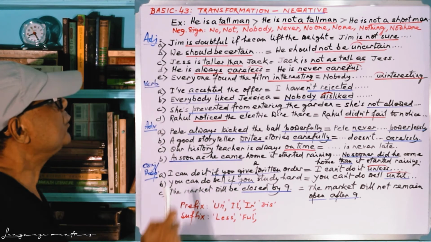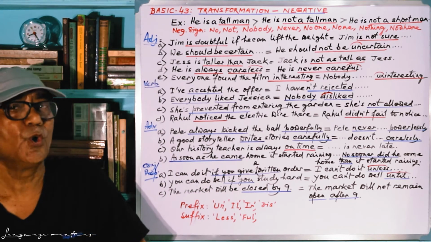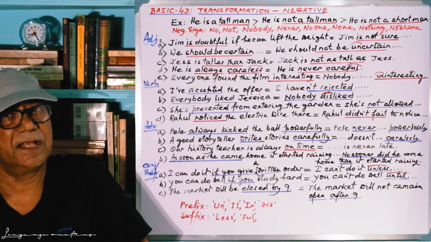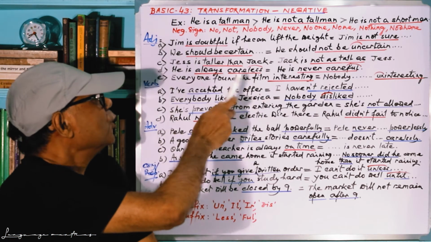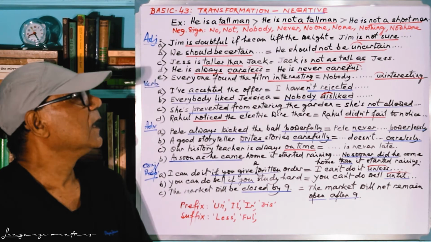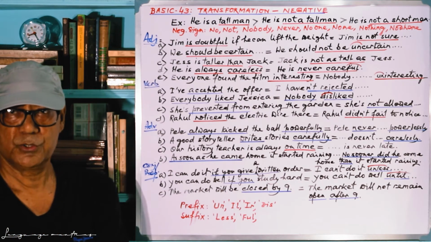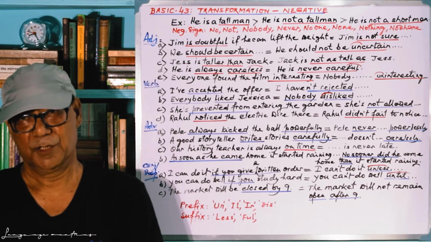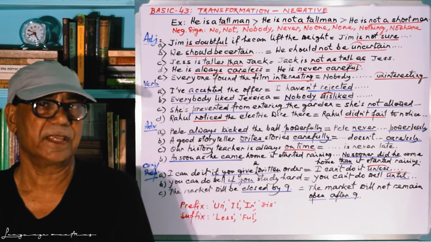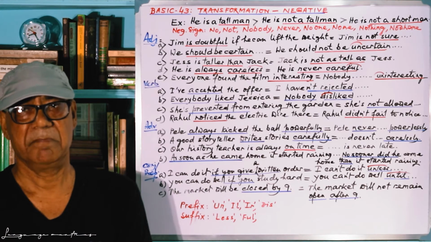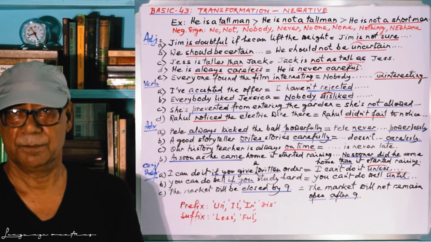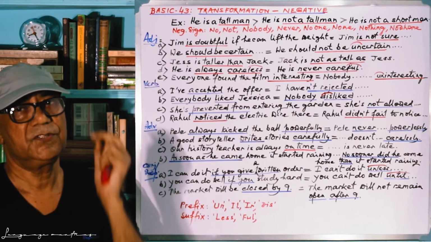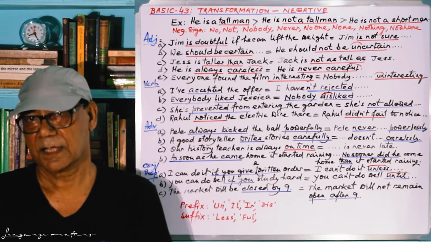So let's see, we should be certain means we should not be uncertain. In this case, these two sentences, we should be certain before we undertake to do something, and we should not be uncertain before we undertake to do something, give the same meaning. So simple, only use your head and the answer will be correct.